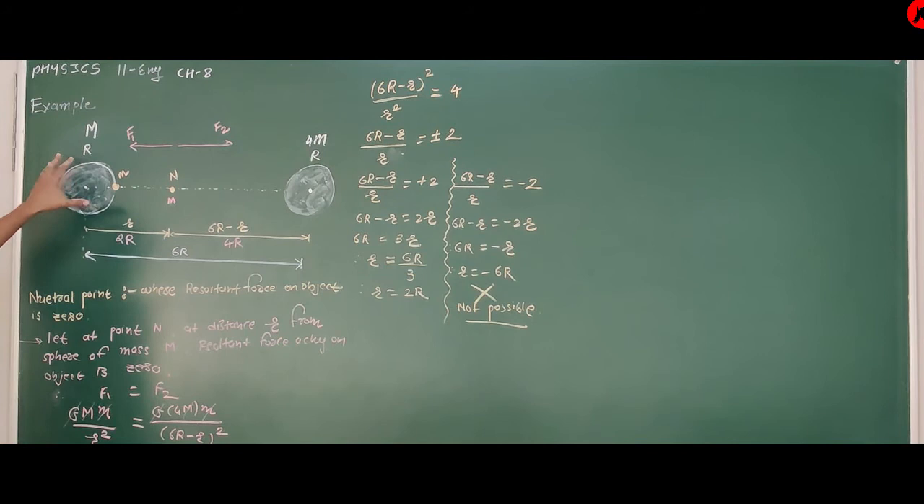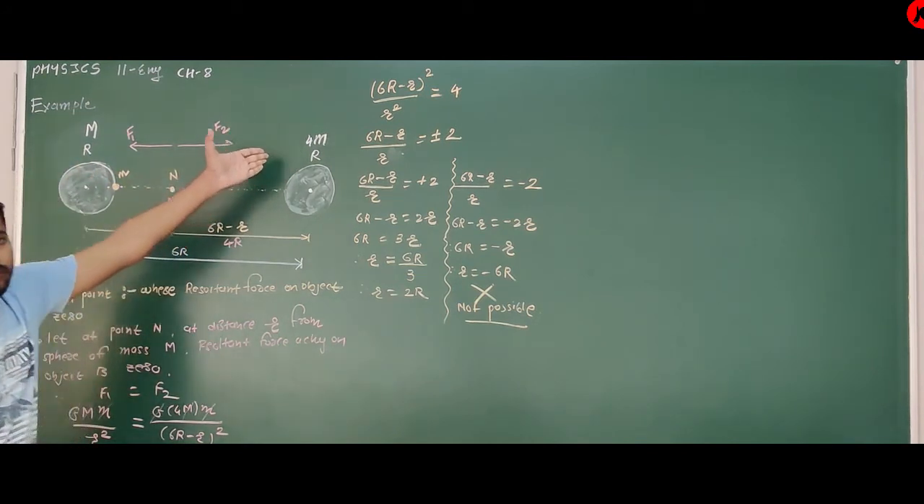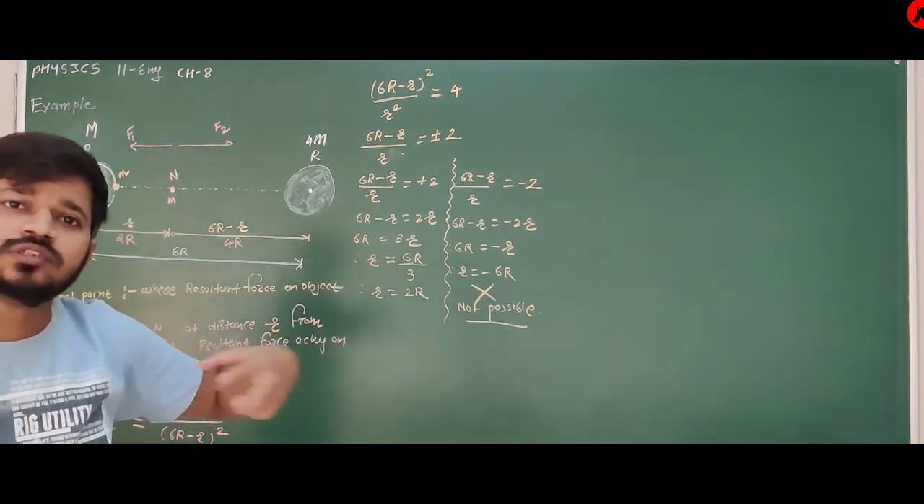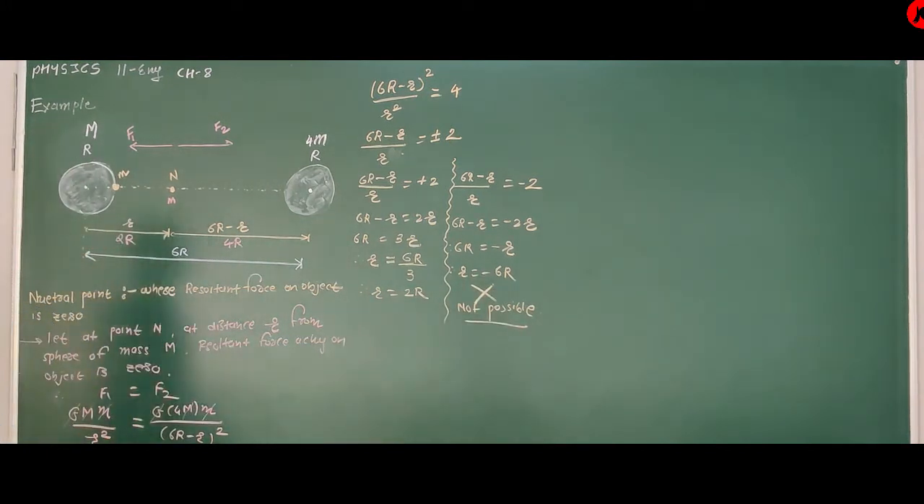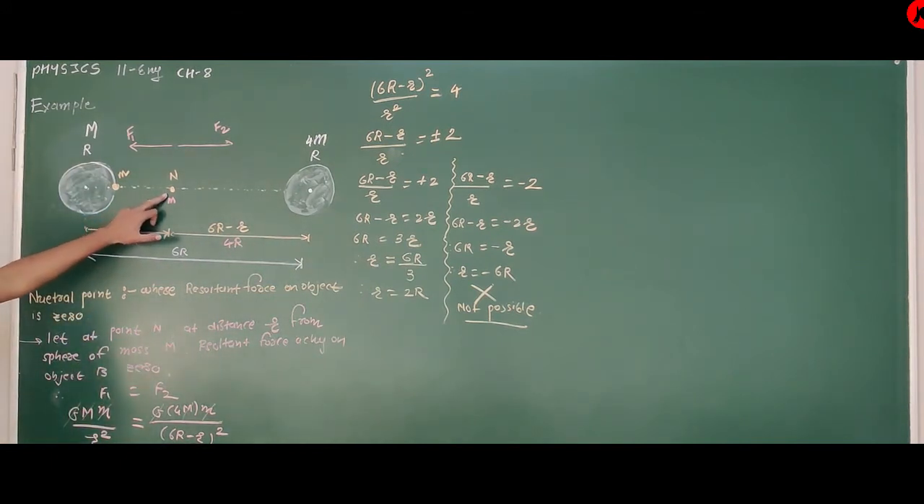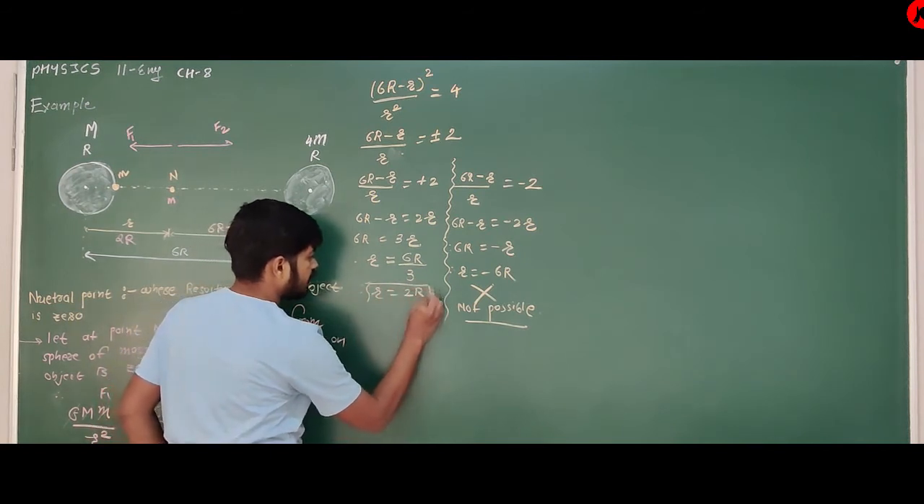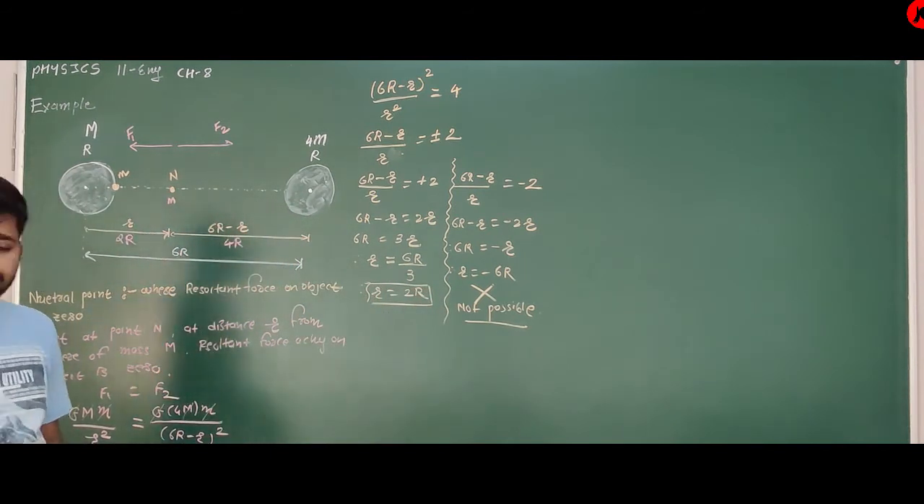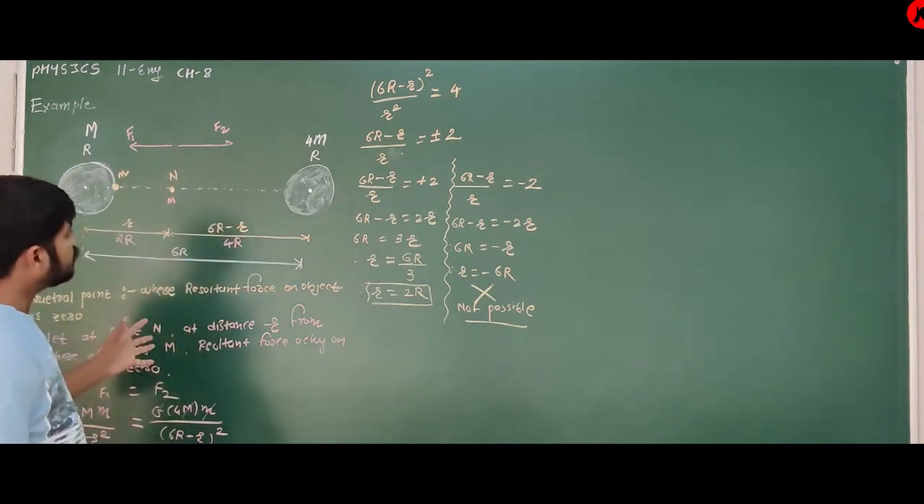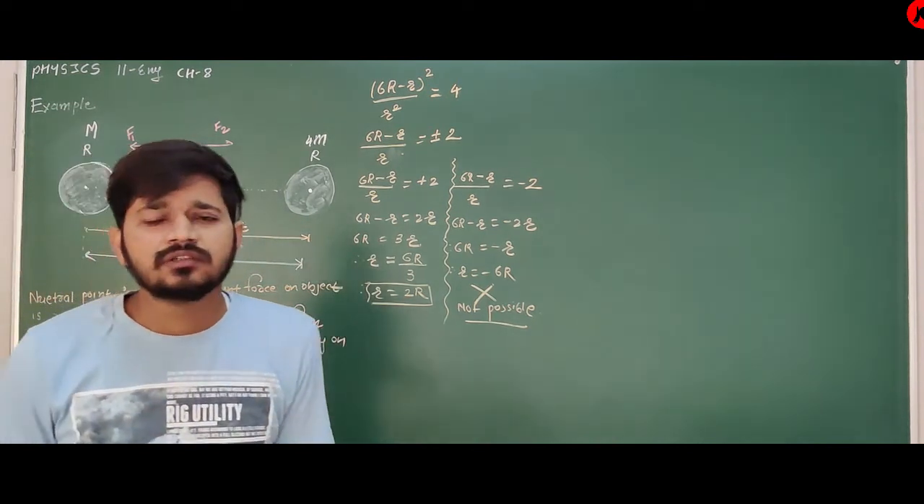Now you are given two masses, m and 4m. So obviously due to 4m, it will attract towards it. Clear about this concept? Okay. So yes, first of all, you have to find the neutral point, meaning where total force becomes 0, and it is at distance r is equal to 2r.